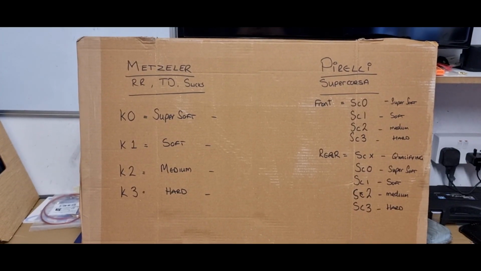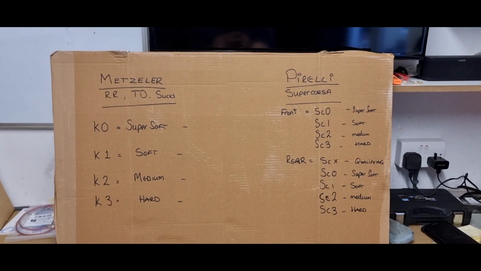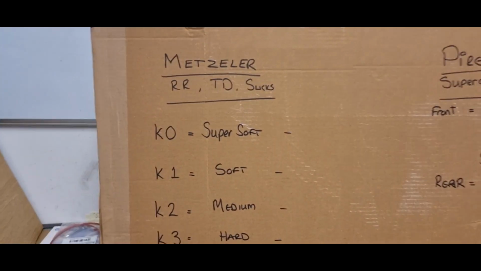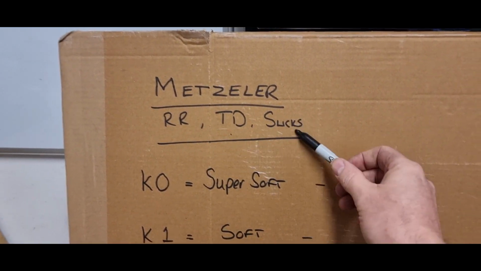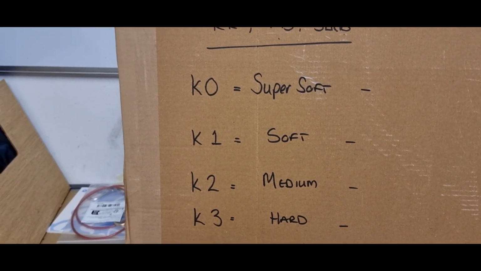Now what we're going to do is try and understand the compounds. Now, there is a difference between Metzeler and Pirelli, which I'm going to go through. There is other brands as well, and it's understanding what them ones are. So here I've just wrote down the different compounds for the different makes. So Metzeler is on the left, Pirelli's on the right. Now if we concentrate on Metzeler first, I've got the RR and the Track Day. They're both slicks. There is road tyres which is the same in the compounds.